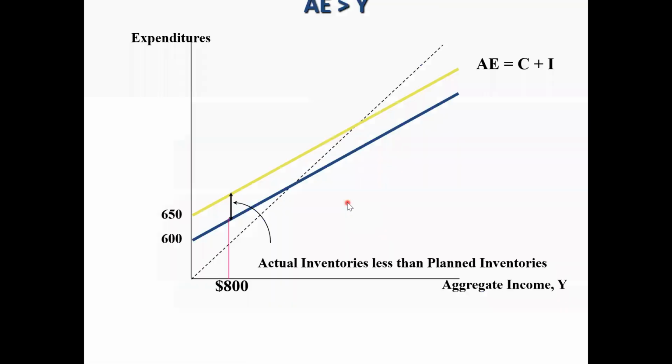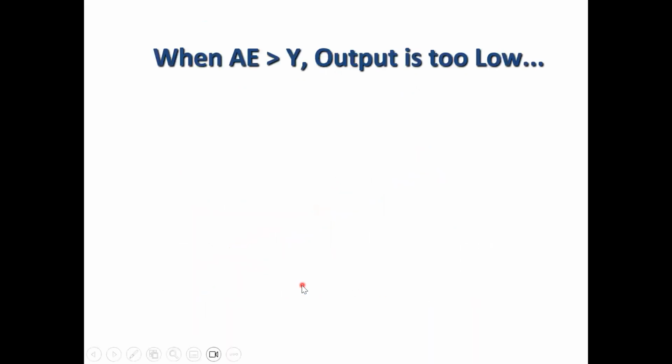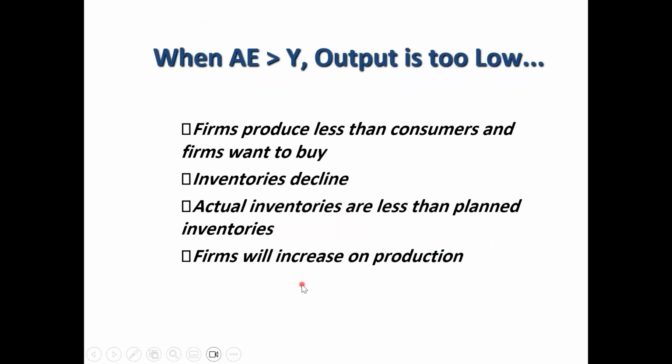While in the opposite case, when the aggregate expenditure is larger than the household budget, here we have actual inventories less than planned inventories. Actual inventories are less than planned inventories because here we want to produce more.